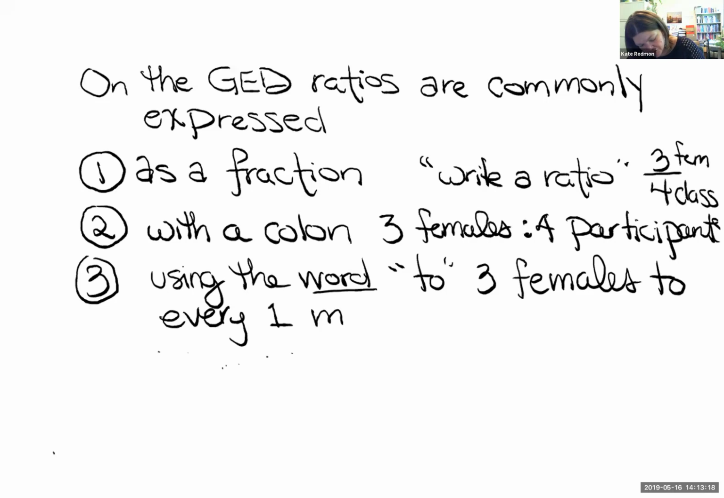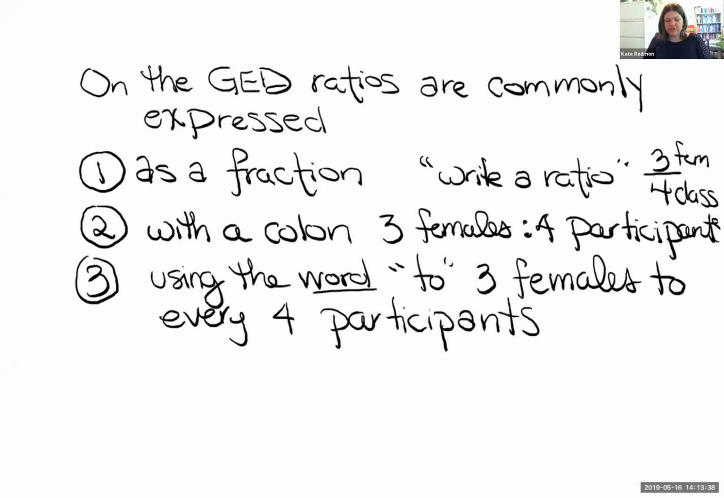Now, this is a different ratio. I could have just as easily said 3 females to every 4 participants. Maybe I should have. Actually, I think I will. You guys get to put up with me learning to be a better teacher as I teach. I just want you to see that changing the wording didn't change the scenario any. I can talk about the same ratio 3 different ways, but with a fraction, with a colon, or using the word to. They all say the same thing.